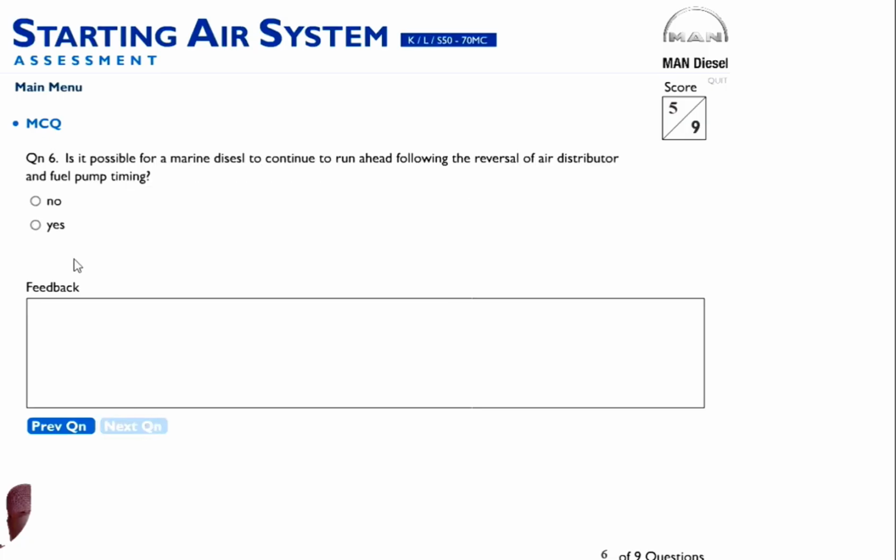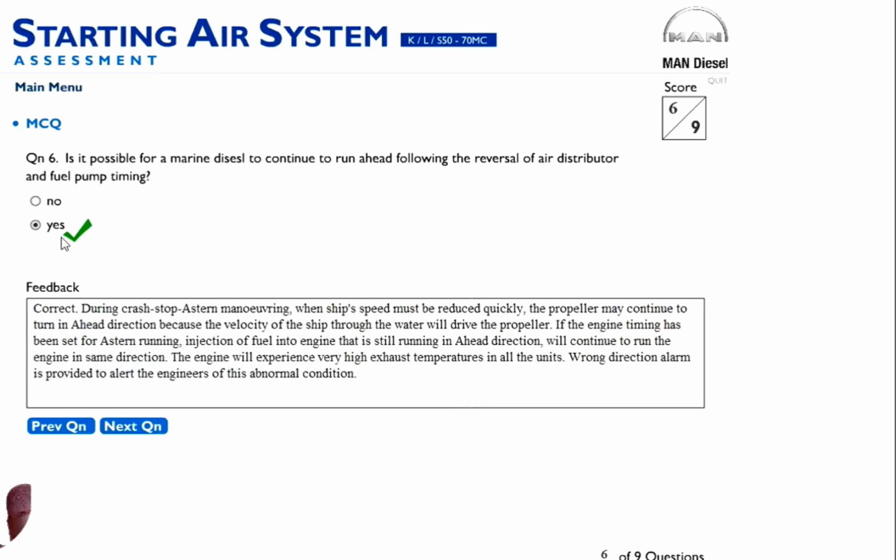Let's move on. It is possible for a marine diesel to continue to run ahead following the reversal of air distributor and fuel timing. Yes, it's possible. And the correct answer is: during crash stop astern maneuvering, when the ship's speed must be reduced quickly, the propeller may continue to turn in a head direction because the velocity of the ship through the water will drive the propeller.